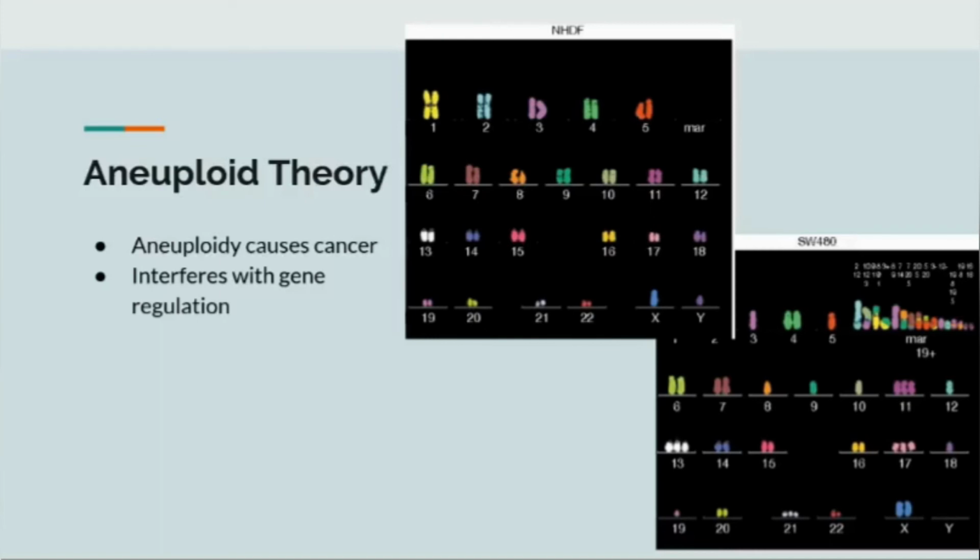Aneuploid theory says chromosomal abnormalities and rearrangements cause the progression of cancer. These abnormalities, called aneuploidy, interfere with the regulation of many genes, which leads to further interference with gene regulation. The picture here shows aneuploidy. The first and second chromosomes are the same in both pictures, so it's okay that they're cut off. But the rest of the picture is totally different because of the changes in the chromosomes, because of the aneuploidy.